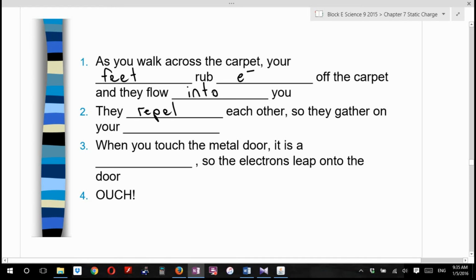So if they're repelling each other, where would they gather on your human body? What's the furthest away they can get from each other? Really, more generally, on the outside of your skin. Okay? They won't gather on your internal organs. They won't gather on your insides. They're going to gather on the outside of your skin.